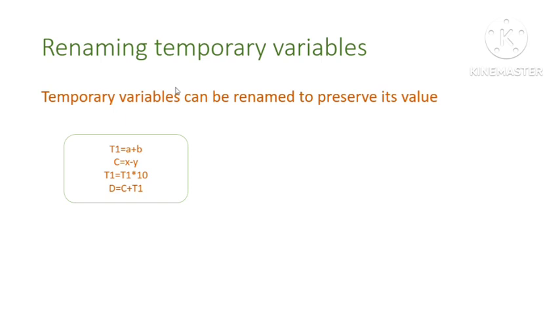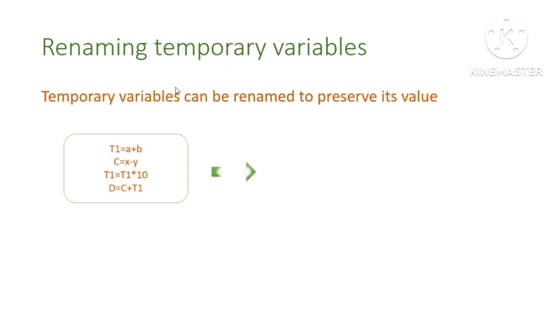Now when you closely observe it, in the first statement T1 will have a value, and in the third statement T1's value is getting updated. So if I want to take the previous value of T1, then that value will be missing, isn't it? So how to preserve that?